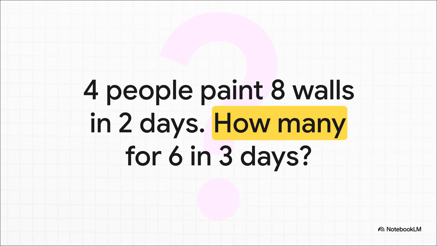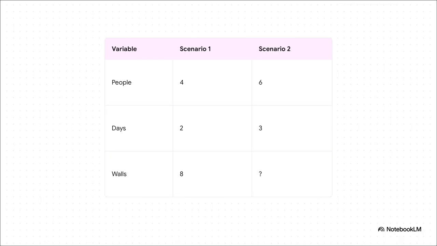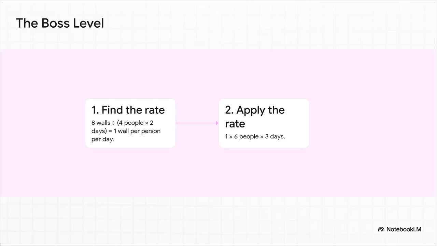This one's got a few more moving parts, but don't worry, we have all the tools we need. So here's the deal. 4 people paint 8 walls in 2 days. The question is, how many walls can 6 people paint in 3 days? Okay, before we even touch the math, let's just get organized. Laying it all out in a table like this makes a huge difference. We've got our starting scenario on the left and our target scenario on the right. The only way to crack this is to find the most basic rate of all. How many walls can just one person paint in one single day?